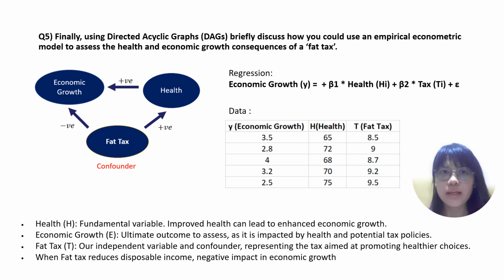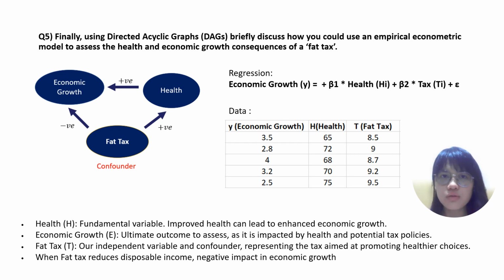Finally, let's explore how we can employ empirical econometric modeling, specifically using DAGs, to evaluate the consequences of a fat tax on both health and economic growth. Here are the key components of our analysis. Health: we consider health as a fundamental variable. Improved health can lead to enhanced economic growth. Economic growth is the ultimate outcome we want to assess as it is impacted by health and potential tax policies. Fat tax, our independent variable, represents the tax aimed at promoting healthier choices.